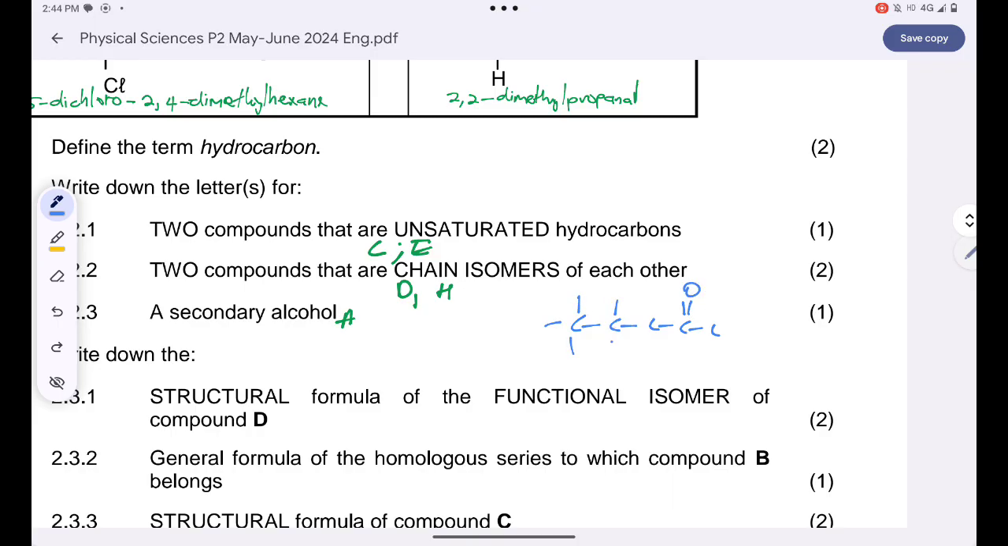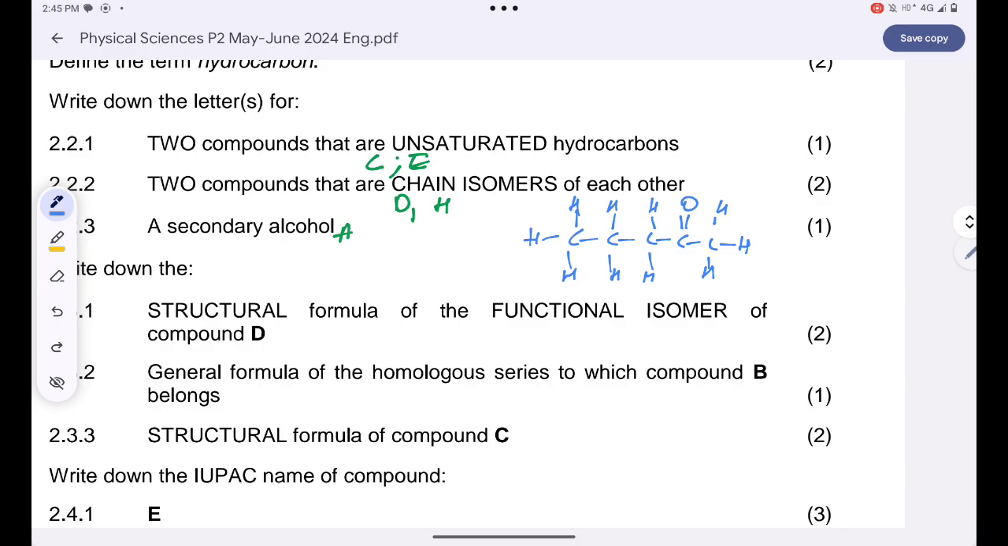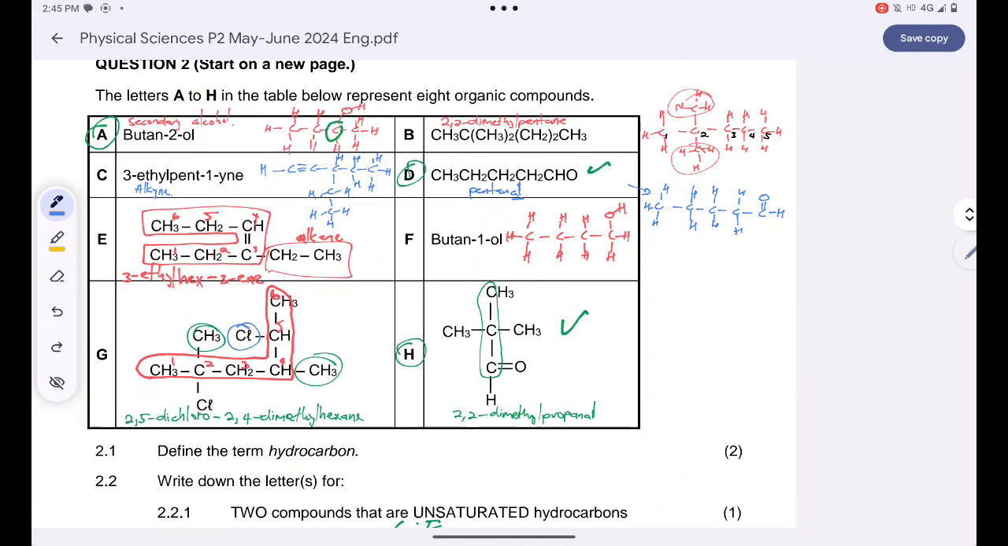So this will represent the structural formula of our functional isomer. We either have pentan-2-one or pentan-3-one. You can remove this and put it here, and then you'll have pentan-3-one. But I chose to draw the structural formula for pentan-2-one. Okay, write down the general formula of the homologous series to which compound B belongs.